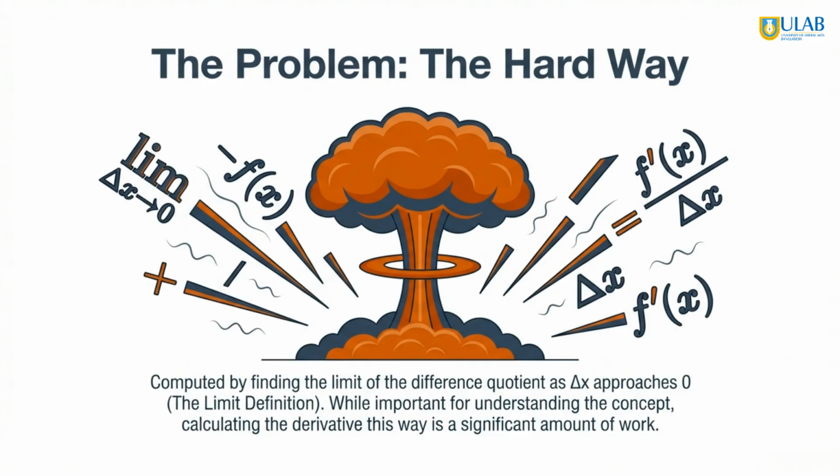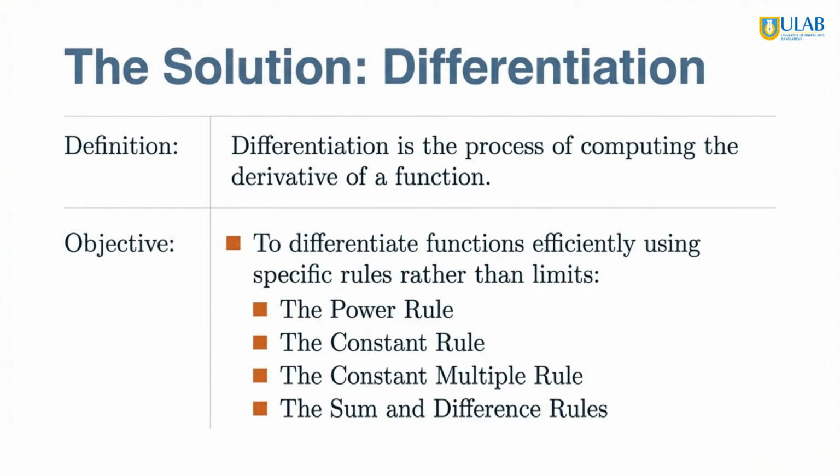The problem with calculating the derivative using the limit definition is that it involves finding the limit of the difference quotient as the change in x approaches 0, which is a significant amount of work. The solution is differentiation, which is the process of computing the derivative. We aim to differentiate functions efficiently using specific rules, such as the power, constant multiple, and sum and difference rules.